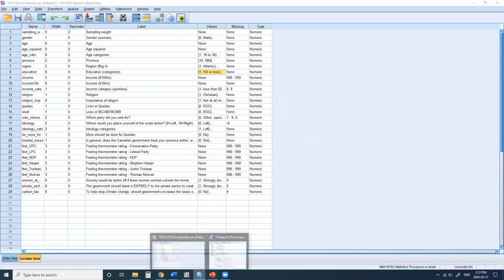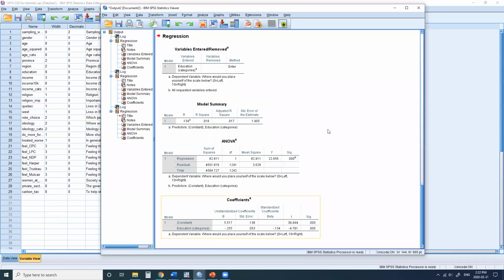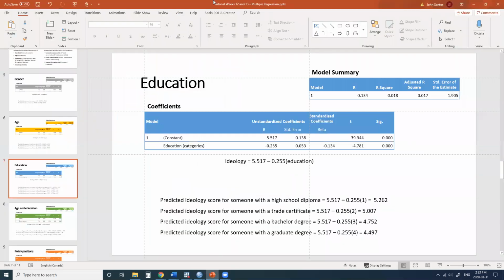So let's run that, and this gives you the model output, and you can see again the model summary, R squared 0.018. So again, not explaining a whole heck of a lot. 2% of the difference in ideology, or in symbolic ideology, and here we see a negative relationship, right? Negative 0.255.